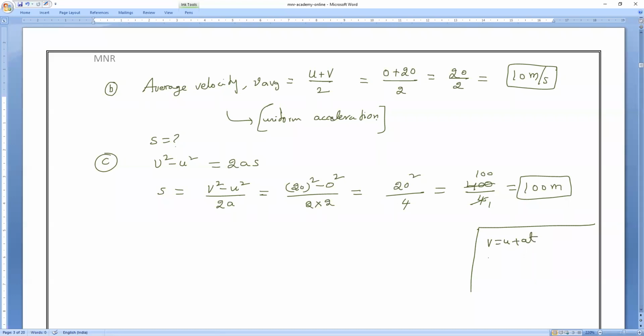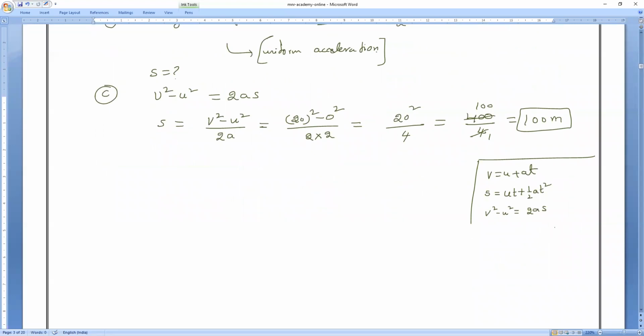Sangamitra, second equation, tell me. S is equal to UT plus half AT square. Third equation: V square minus U square is equal to 2AS. Yes. UT plus half AT square. Understand, Sangamitra? Again, plus won't come after half.